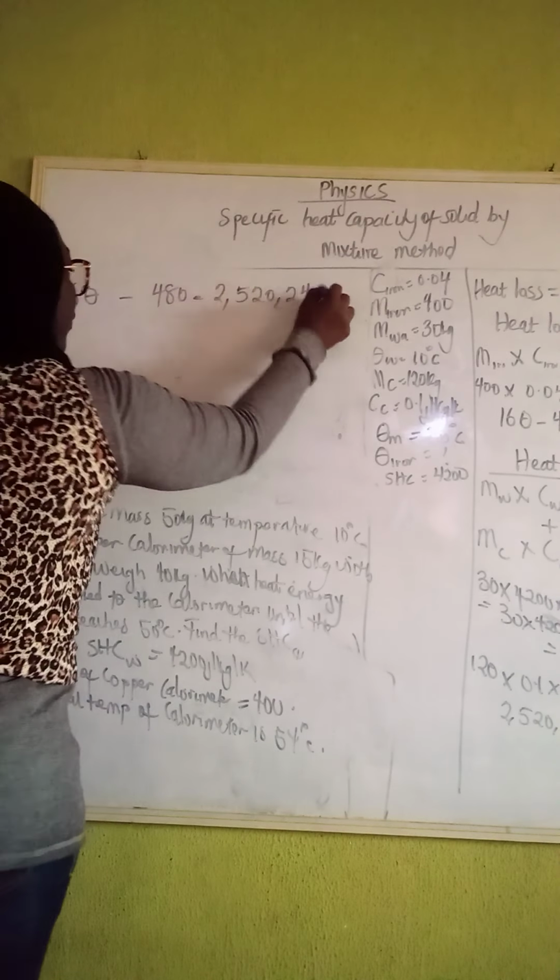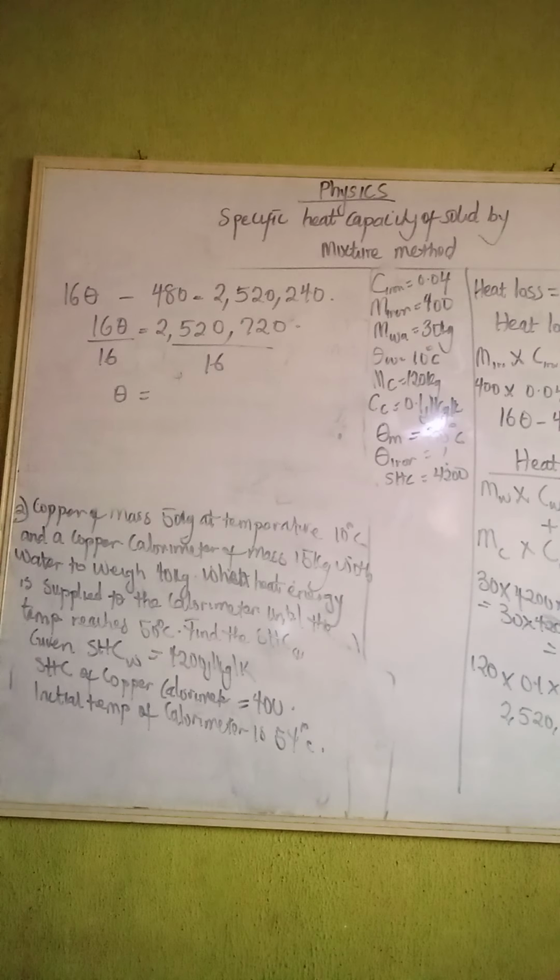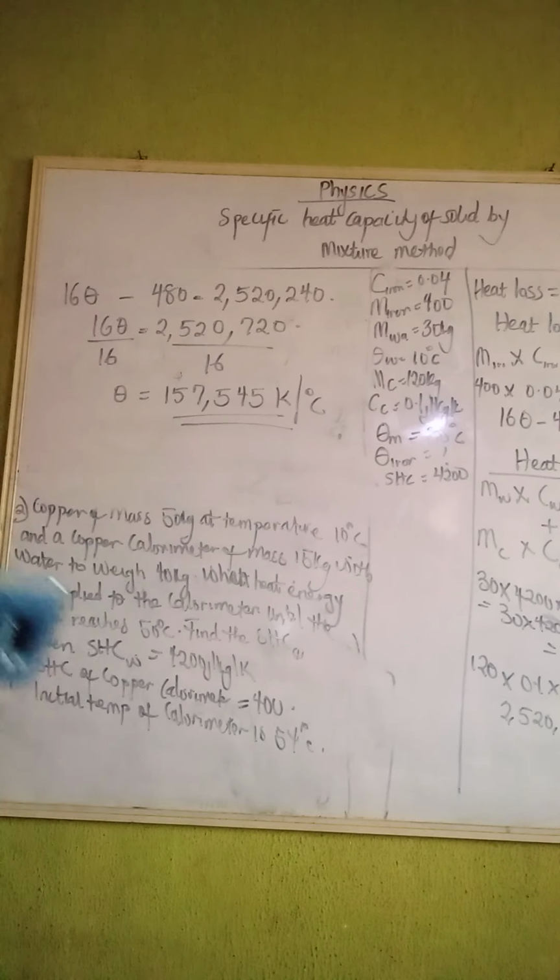We divide both sides by 16. So your temperature will be equal to 2,520,720 divided by 16. And that will give us 157,545 Kelvin or degrees Celsius. That's our temperature. Oops, very, very high. Very, very high. Is that taken?